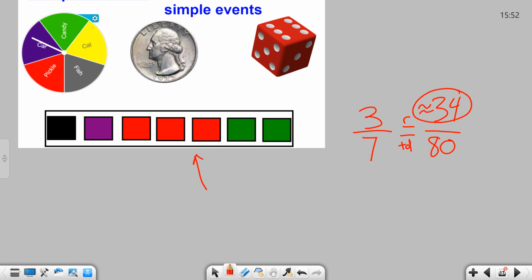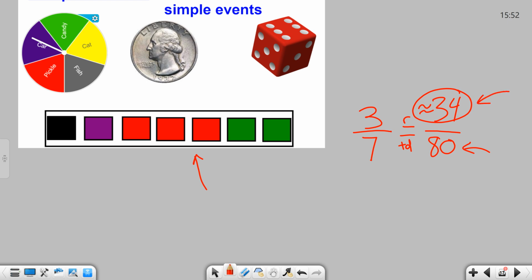Now, one thing we want to talk about with probability: that doesn't mean you're guaranteed to do it 34 times. Is it possible that you drew 80 times and never got a red? Yeah, it's possible, but it's not very likely, right? Is it possible that you drew 80 times and got all reds? Yeah, it's possible, but it's not likely. It could happen, but it's probably not going to happen.